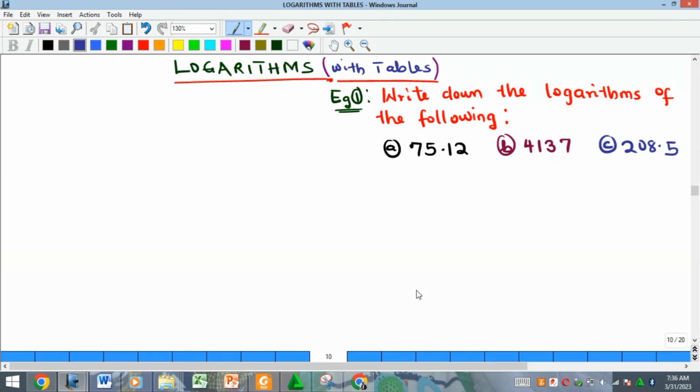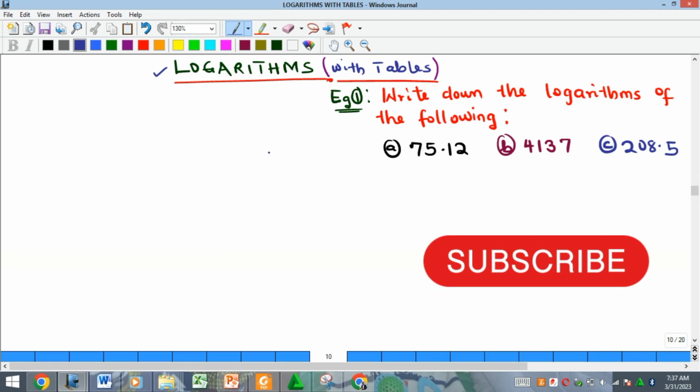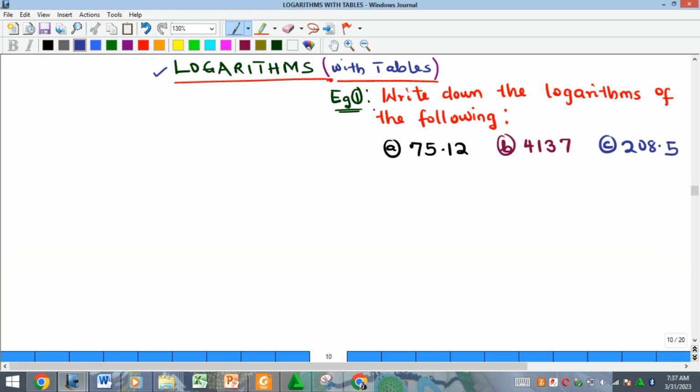I am Precious, and in this lesson, we want to look at the concept of logarithms with tables. We have also considered logarithms without tables, where we looked at logarithmic equations, the laws or rules of logarithms, and all of that. Okay, so now, how do we find the logarithm of a number using what we call four-figure tables? That's what we want to see in this video.